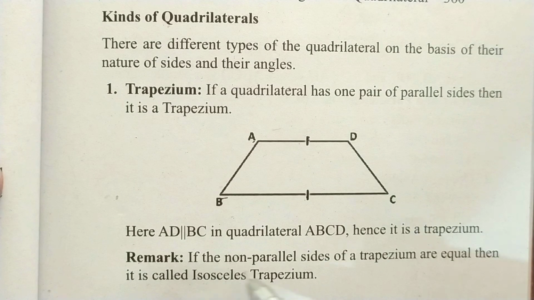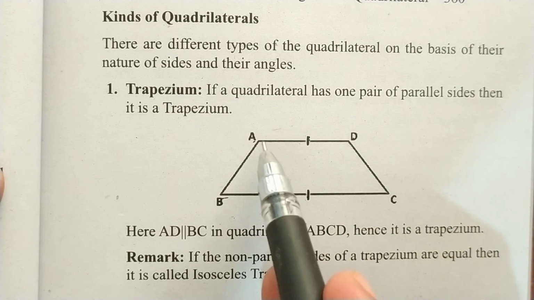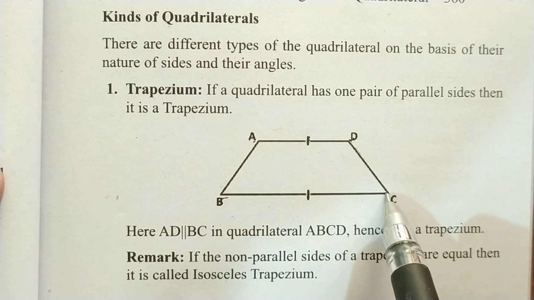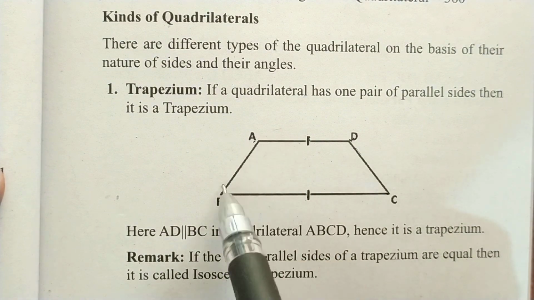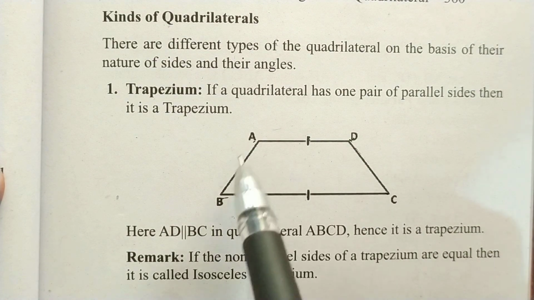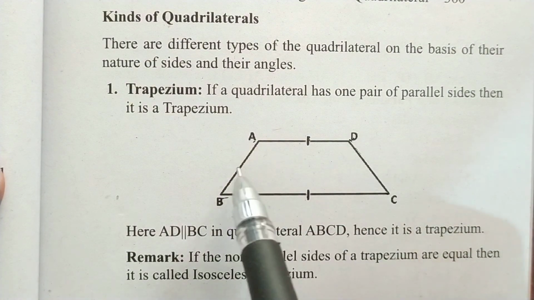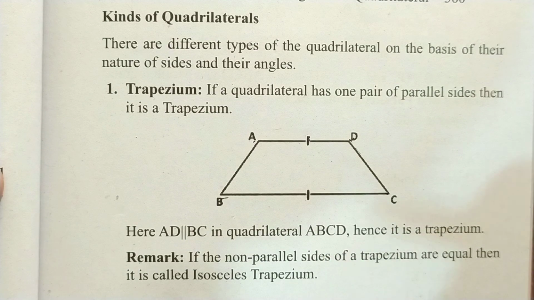Remark: if the non-parallel sides of a trapezium are equal, then it is called an isosceles trapezium. That means here AB and DC, these 2 sides are the non-parallel sides. If the non-parallel sides are equal, then this trapezium is said to be an isosceles trapezium.